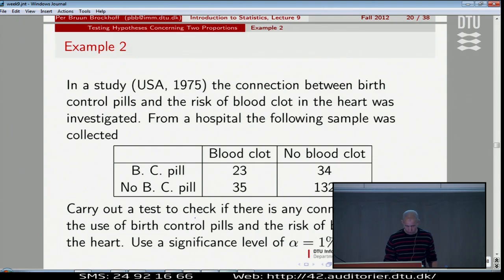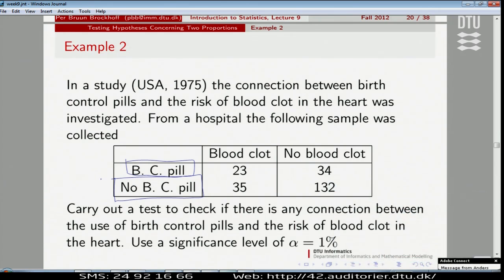Another set of two proportions is the example 2 I brought. It is one of those studies within the medical science, investigating whether there are any difference between maybe treatment groups, or in this case, whether a certain female population group were using birth control pills or not. That is the definition of the two populations, or the two groups you would be interested in comparing. And what you would be interested in comparing was how many of those were actually getting a certain disease, in this case, a blood clot, a heart infarction.